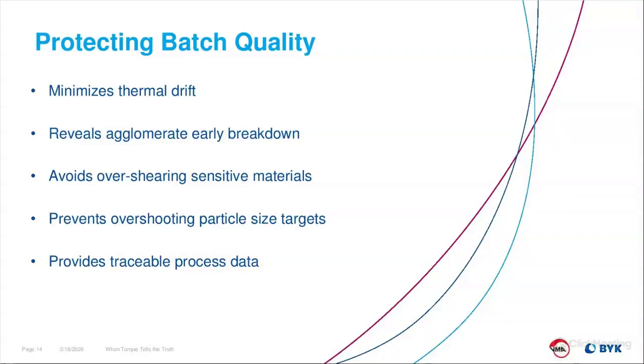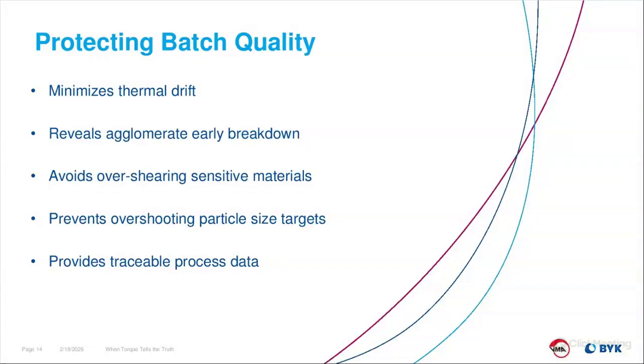So with each application, you will all have desired primary particle sizes. If you exceed those particles or you make them too small, maybe that changes the functionality of your material, your coating, and that's not a good thing. So we definitely want to make sure that you keep a good handle on where you are in your particle sizes. Torque measurement allows you to do that, and again, produces traceable process data.